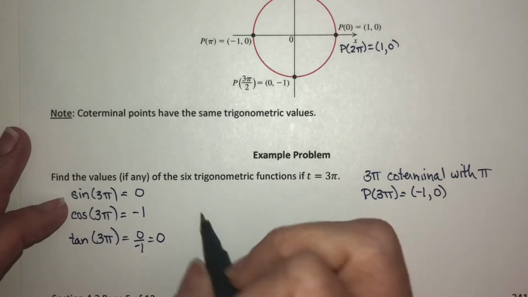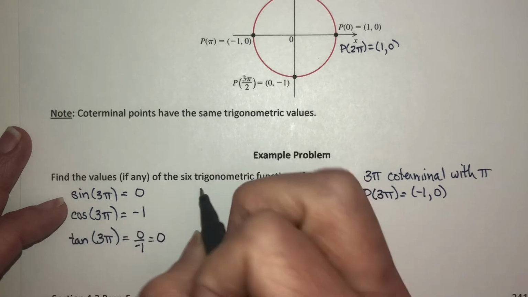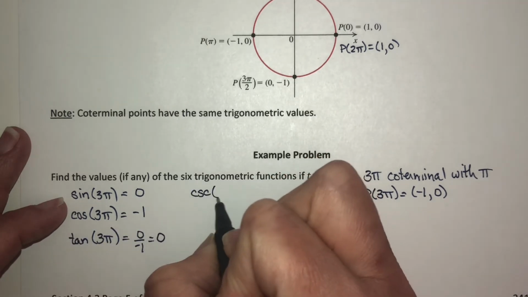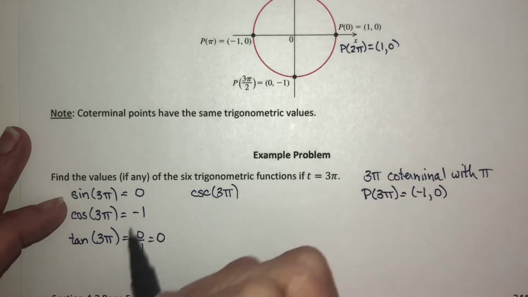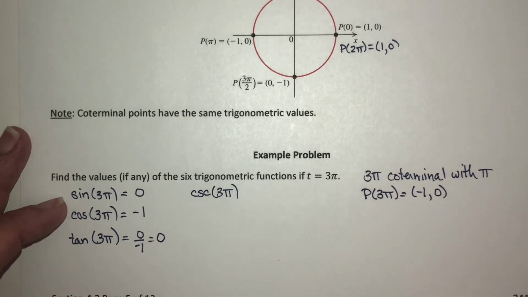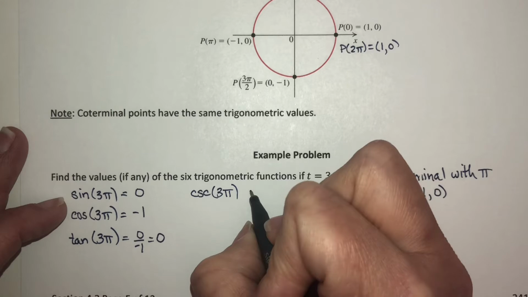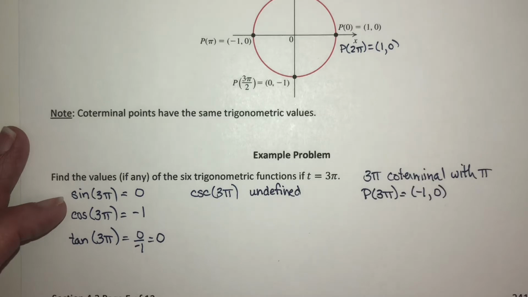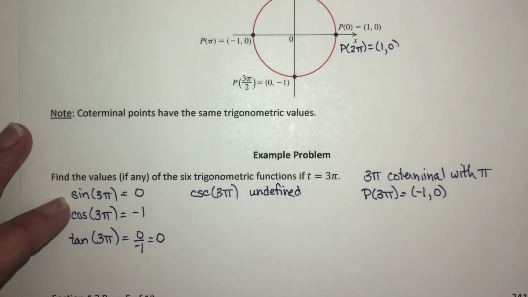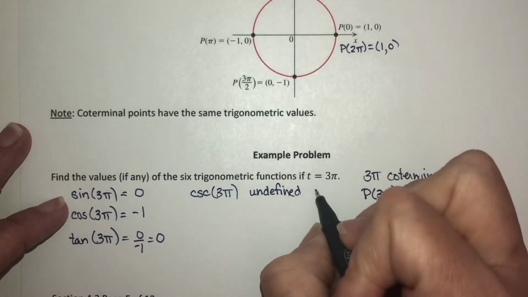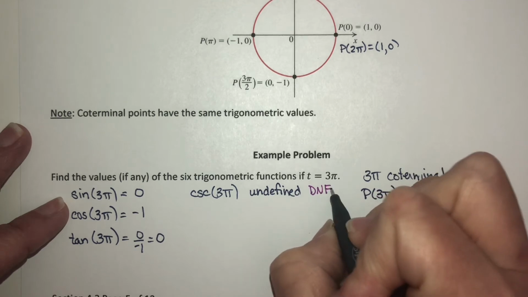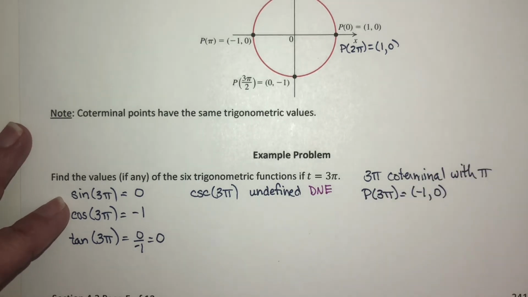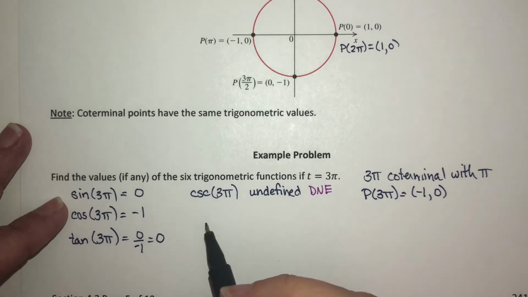Now let's talk about our reciprocal functions. The reciprocal function of sine would be cosecant. Cosecant of 3 pi is the reciprocal of 0? Well, that would be 1 over 0, and we're not allowed to have 0 in the denominator. So this is undefined. This is how your book says it. Depending on if you learned this in high school, you may have been told to say this does not exist, or DNE. Just in case you've heard that notation before, it means the same thing.